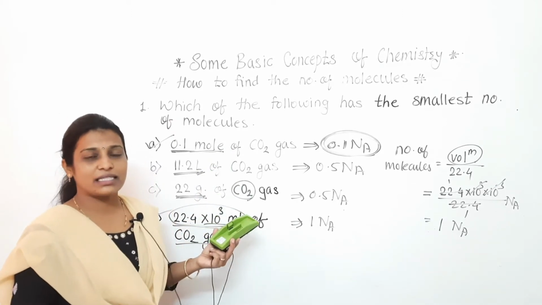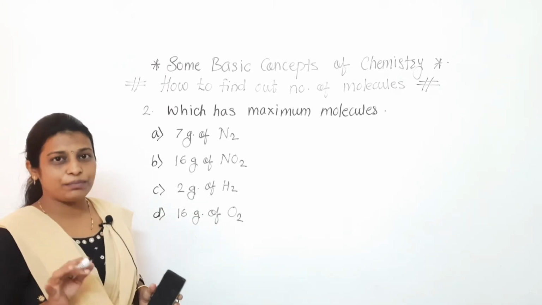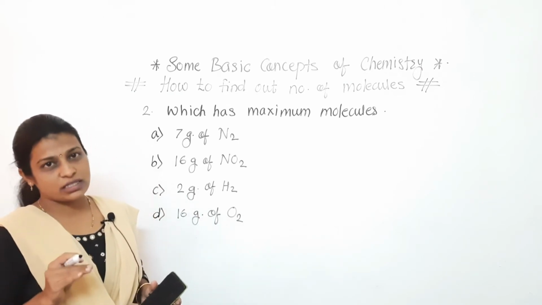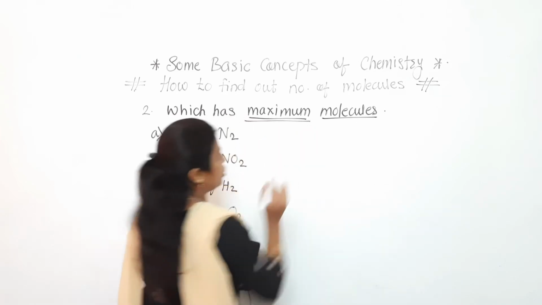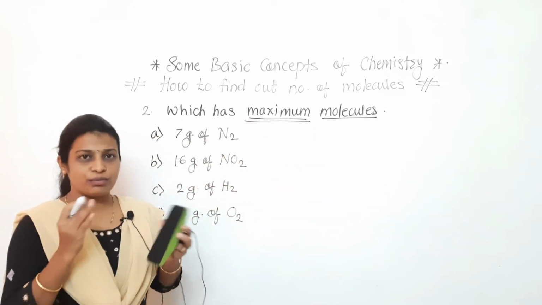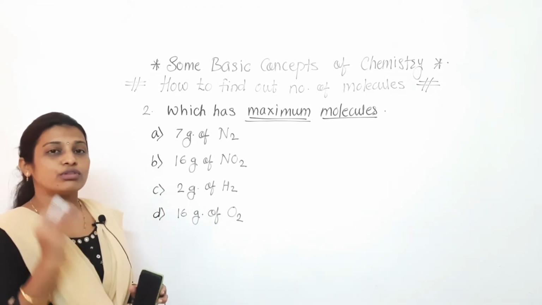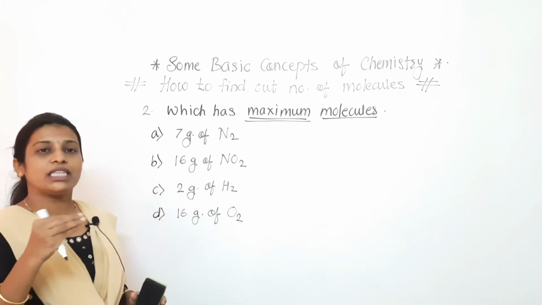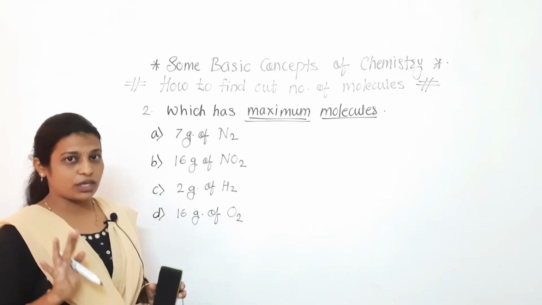Now see here, second example. In that second example, we have to solve it the same way, but previously we saw which of the following has the smallest number of molecules. Now here we have to observe which of the following has the maximum number of molecules. That doesn't matter, we have to find out the smallest or the maximum. But the important thing is that we should know how to find it out. That's why I took 4 options once again. So in this way we are practicing 4 plus 4, 8 examples. Okay, are you getting my point?